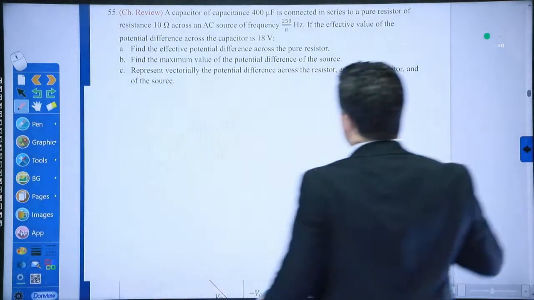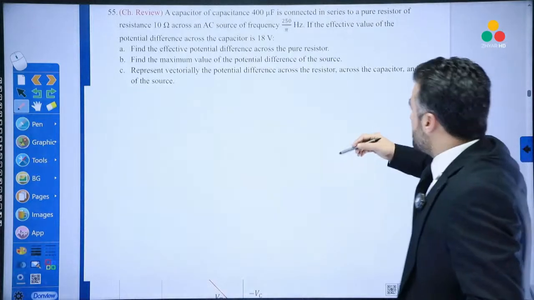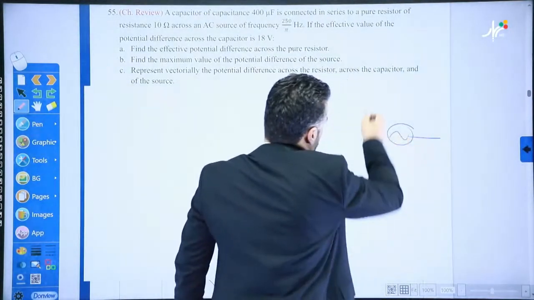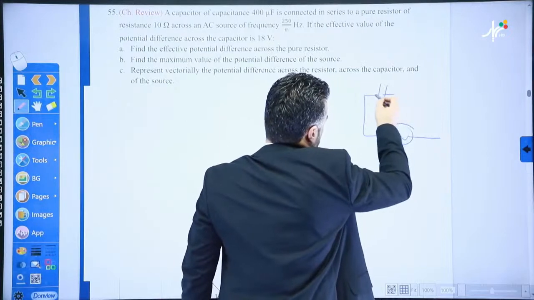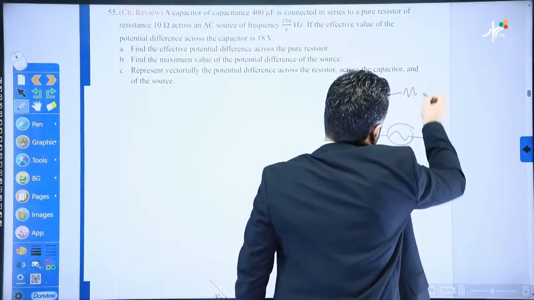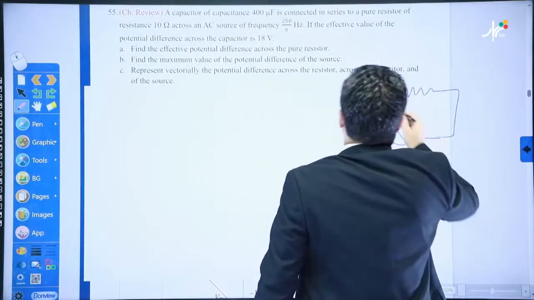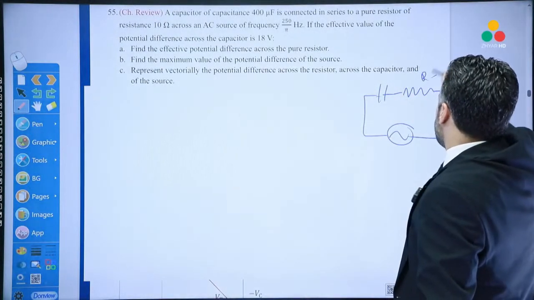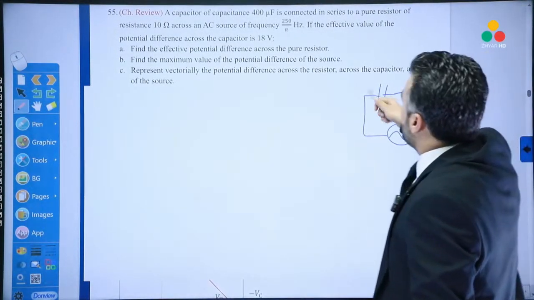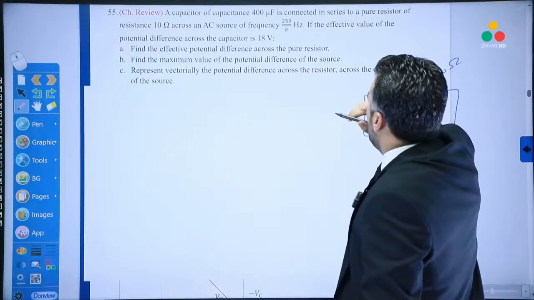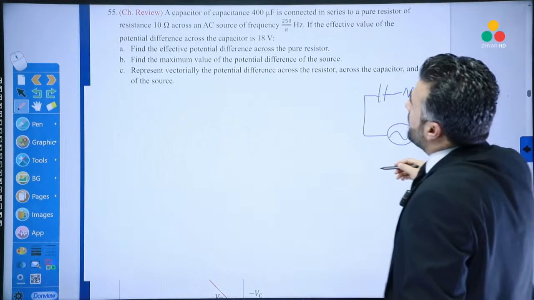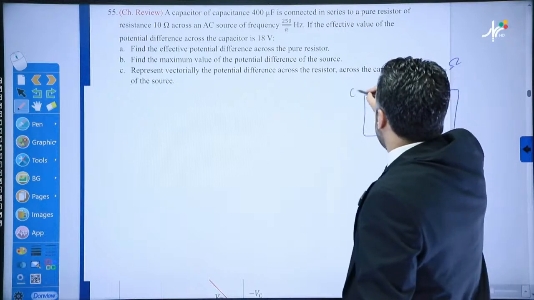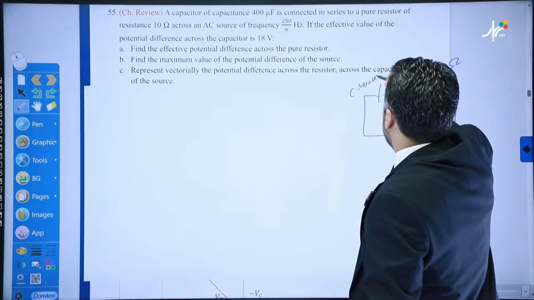So we have a capacitance this much connected in series with a pure resistance. So we have a circuit, of course an alternating circuit. We have the value for capacitance here, and a pure resistance here. The value for this resistance is 10 ohms. And the value for this capacitance says 400 microfarad. So C equals 400 microfarad.